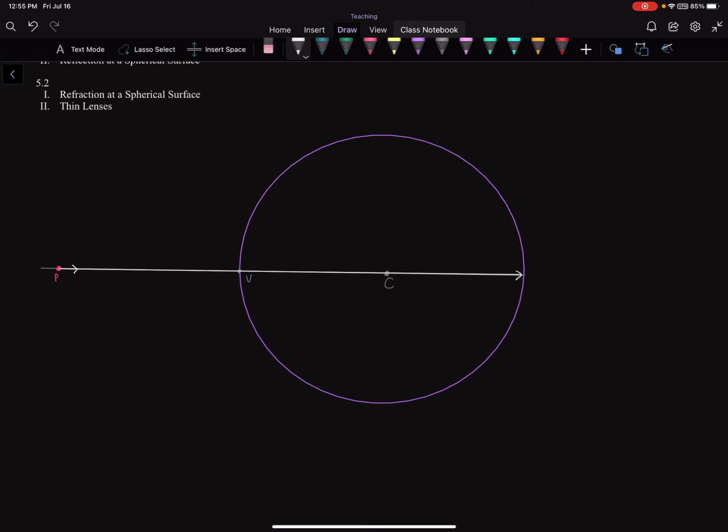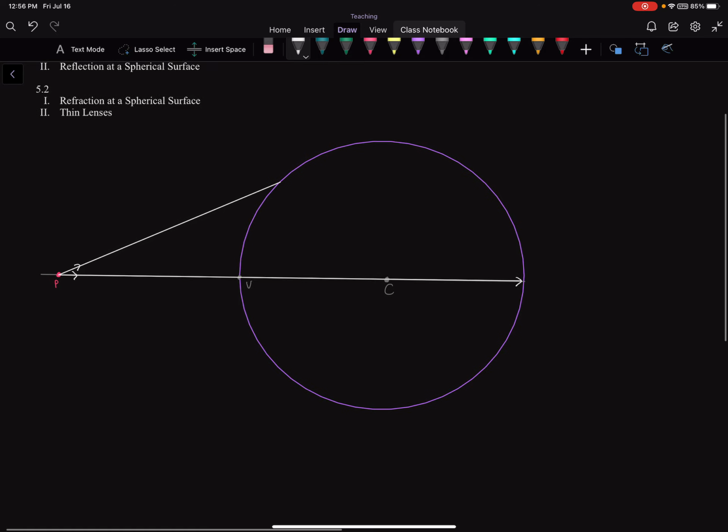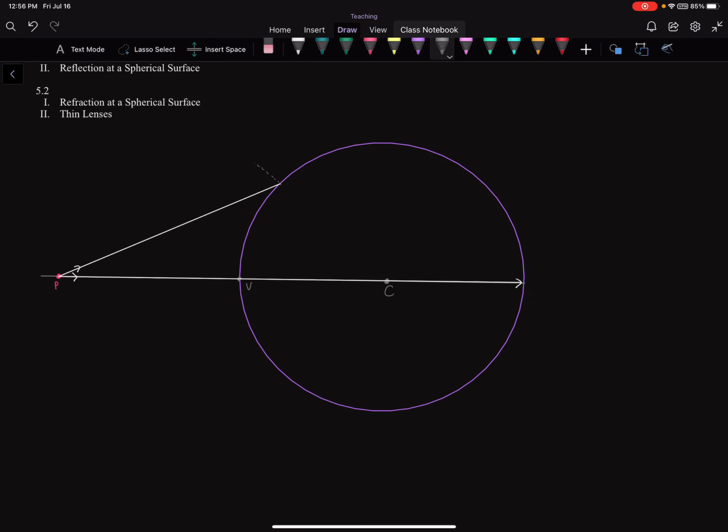And then we're going to consider another ray that goes towards the top of this system. So maybe something like this. All right, so it's emanating out like that. And at this point, just like before with the spherical mirror, but now we have refraction at a spherical surface, we can consider that this is the normal to the surface at that point. And we can call this point B, that point right there where it hits.